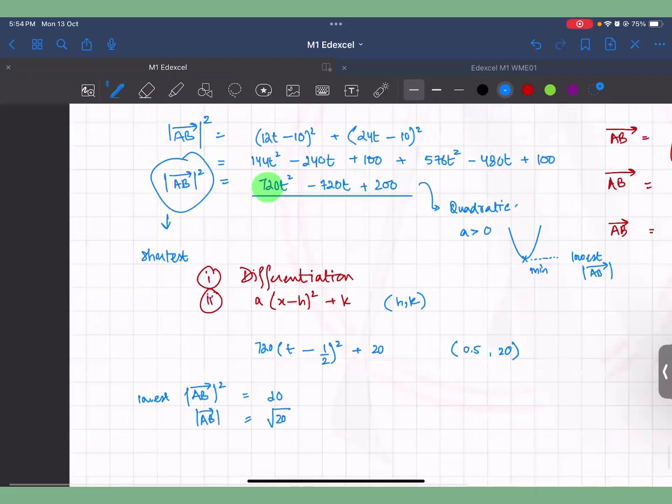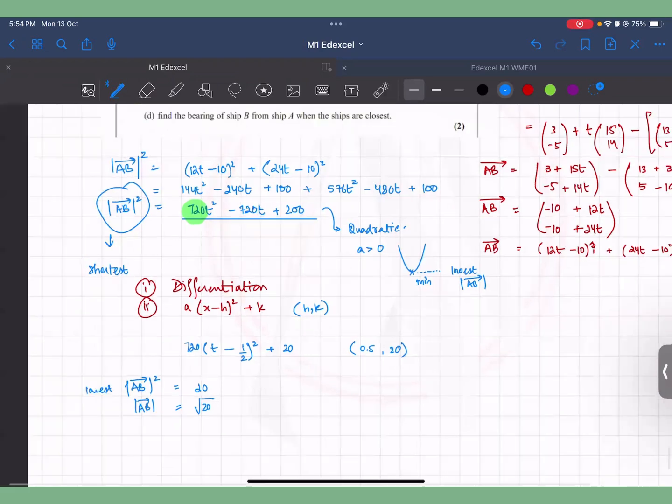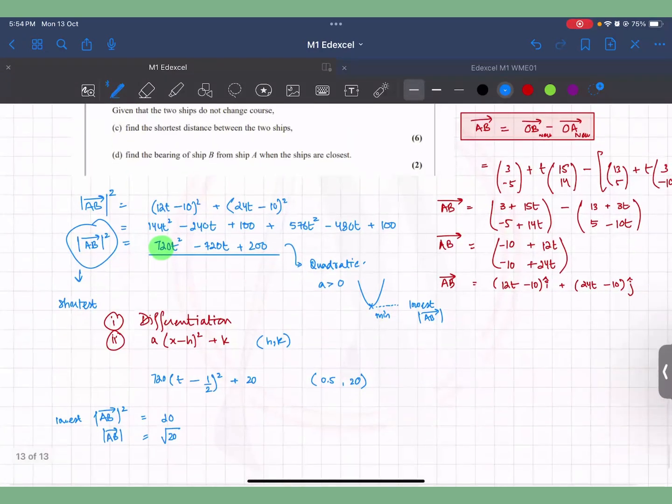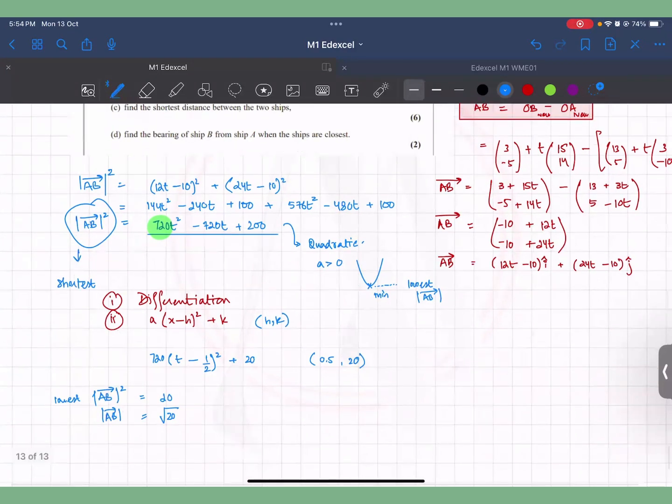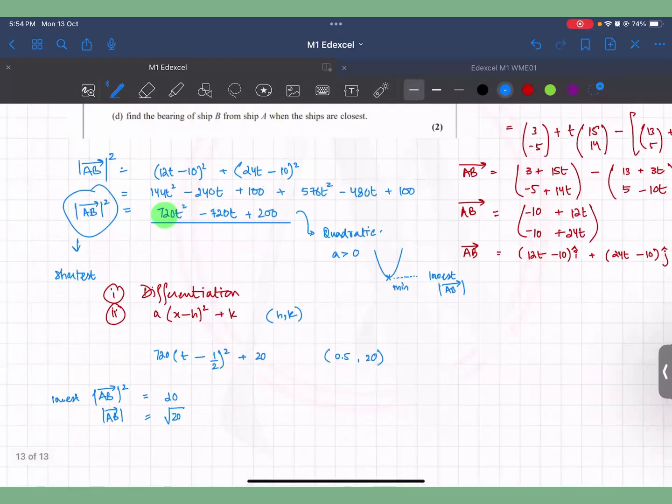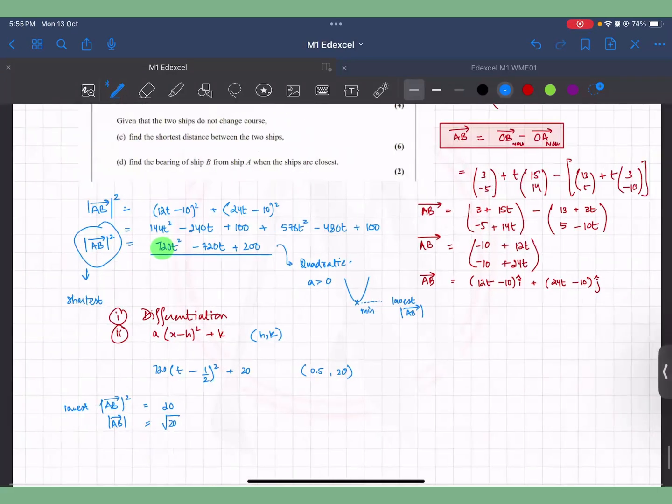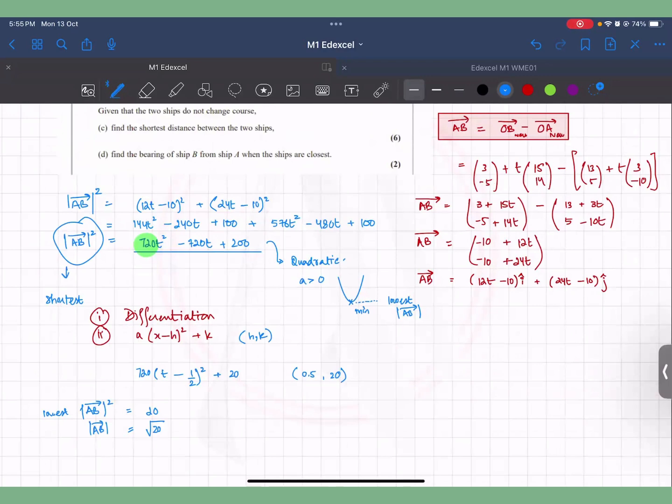Do you understand? Yeah. Interesting. Find the bearing of ship B from A when the ships are closest. For the previous question we were just doing, is root 20 the answer? Yes, root 20 is the answer. For part D now, find the bearing of ship B from A when the ships are closest.